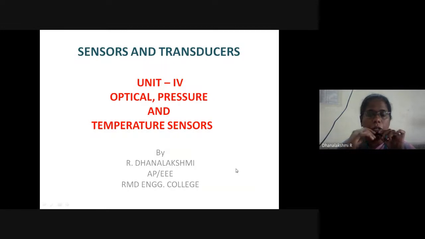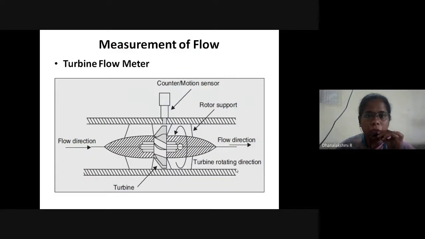In Unit 4, we'll be learning about optical, pressure and temperature sensors, and also the flow sensor. For this session's topic, I'm taking the flow meter. We'll discuss what a flow meter is, what the different types of flow meters are, and how the flow is measured.